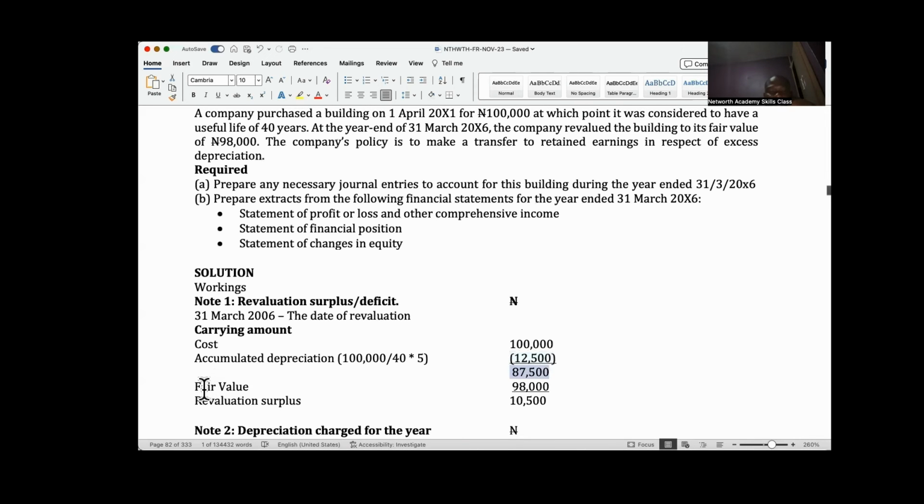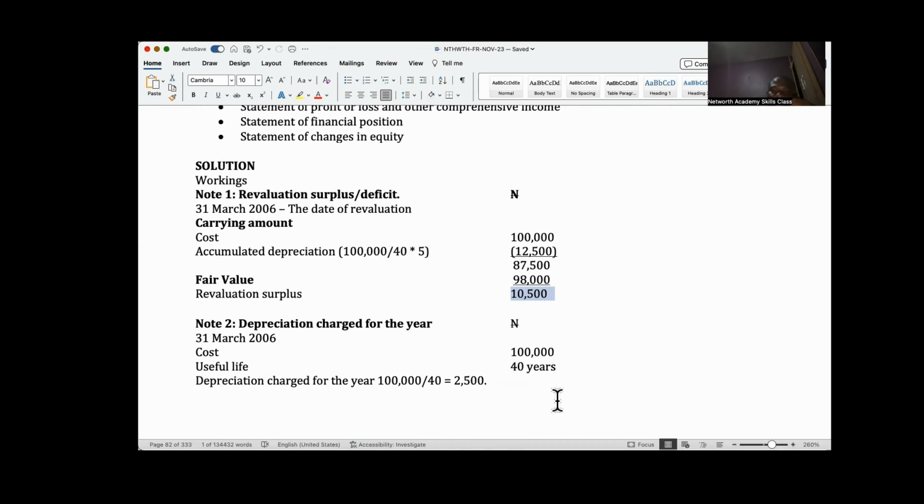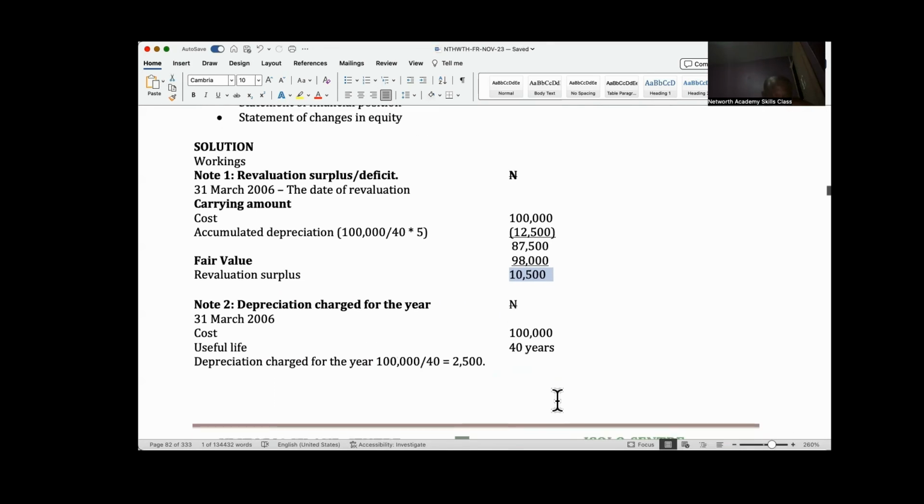Then I can compare my carrying amount to my fair value. In the question, I was given my fair value to be 98,000, which is higher than this carrying amount. And that leaves my revaluation surplus at 10,500.